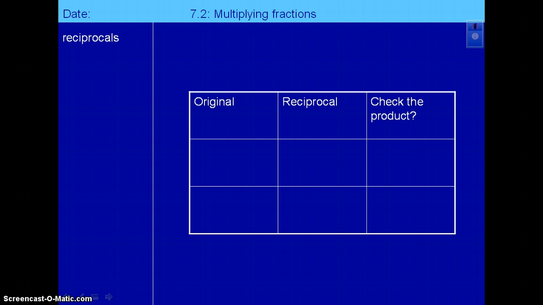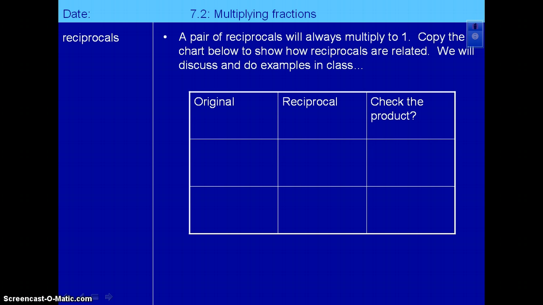Let's take a look here. A little bit of what you need to know before you come to class with reciprocals. A pair of reciprocals will always multiply to 1. So copy the chart below to show how reciprocals are related. We're going to discuss and do some more examples in class.